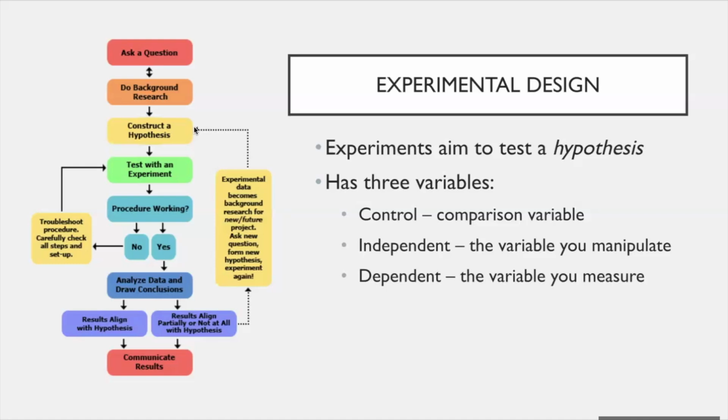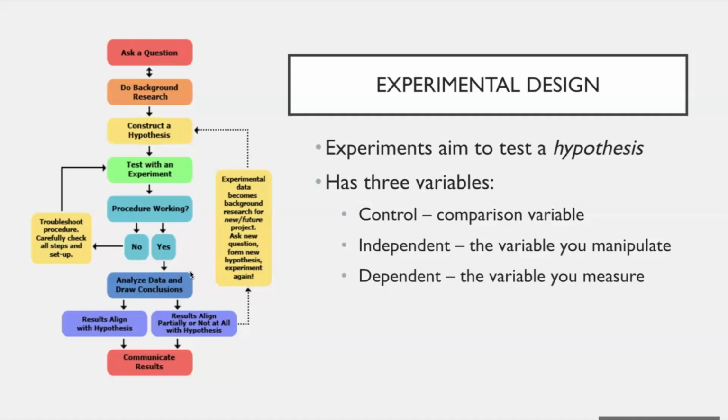So this is the proposed explanation. This can look like an if-then statement. Then we want to test using an experiment. This is when you actually carry out the process. Next, we ask, is our procedure working? If not, we can troubleshoot the procedure and carefully check all steps in setup, and then go back to testing with an experiment. We can restart, maybe alter the procedure a little bit, that sort of thing.